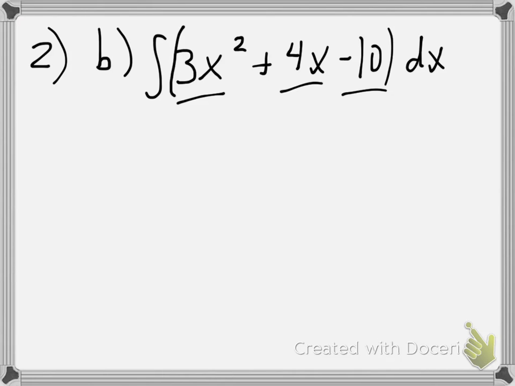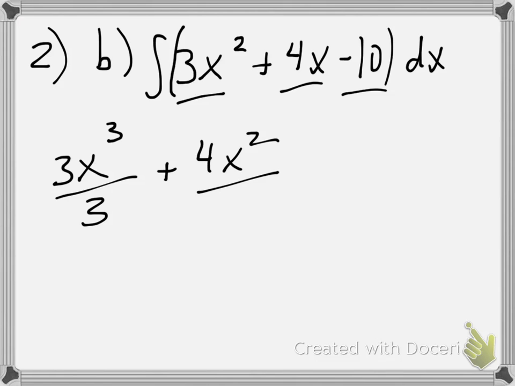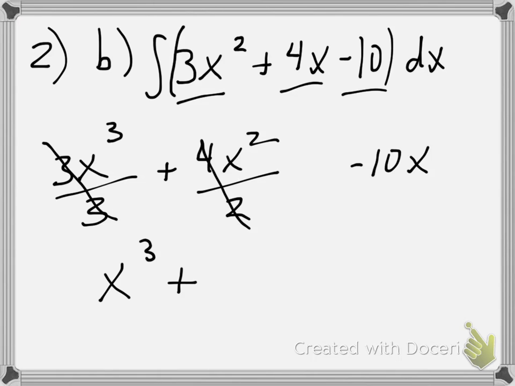So the antiderivative of 3x squared is 3x to the 3 over 3. And then the antiderivative of the next piece is 4x to the 2 over 2. And then the antiderivative of -10 is -10x, or we can think of that as subtracting 10x. So then the 3's cancel out here, you get x to the 3. The 2 and the 4 cancel out to make 2x to the 2 minus 10x.